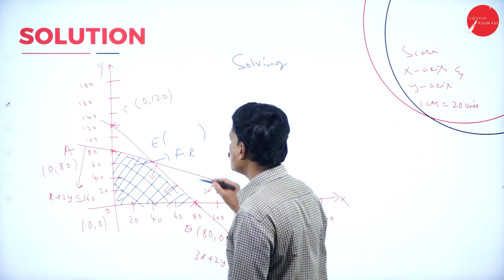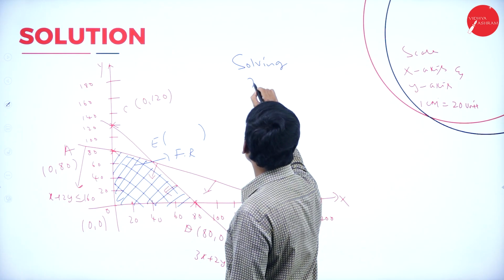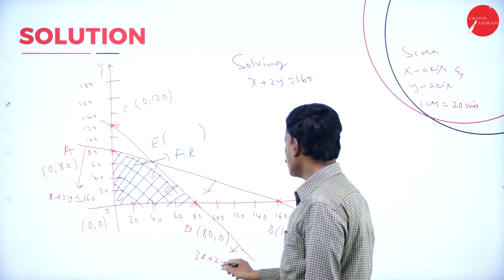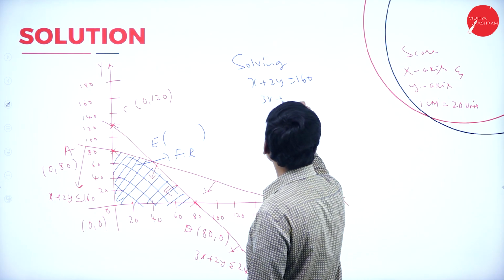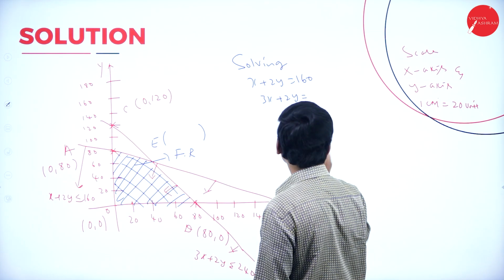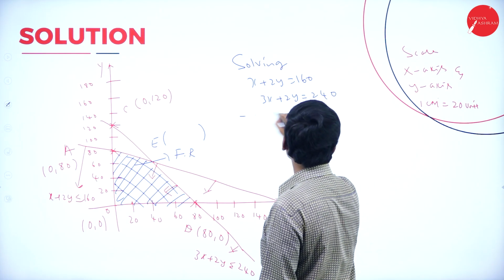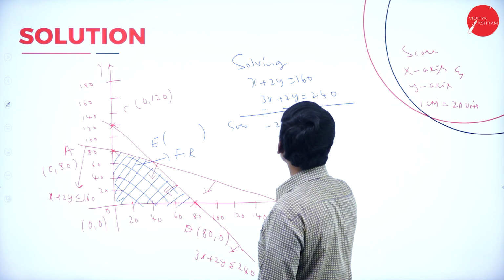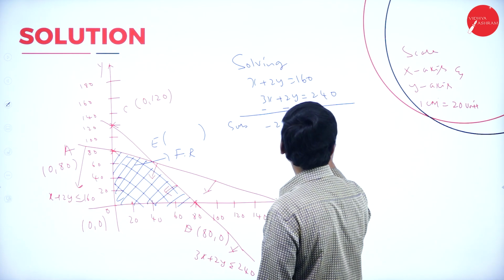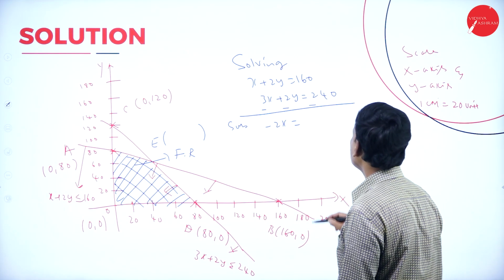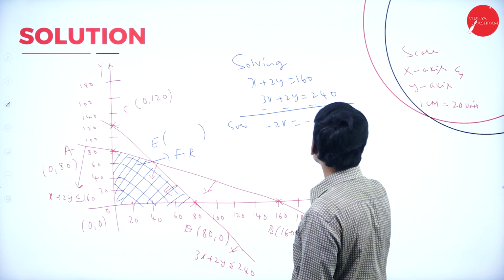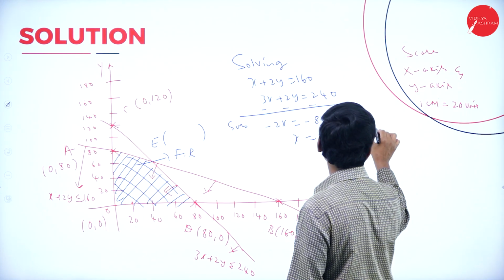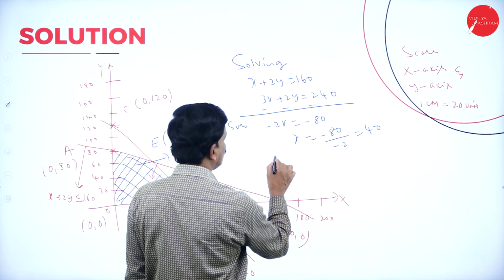Solving the two equations. First one is x plus 2y is equal to 160. Another one is 3x plus 2y is equal to 240. Simplify this, subtract. What you will get? Minus 2x is equal to 160 minus 240, which is minus 80. Therefore, x is equal to minus 80 by minus 2, which is 40. Now, x is equal to 40.